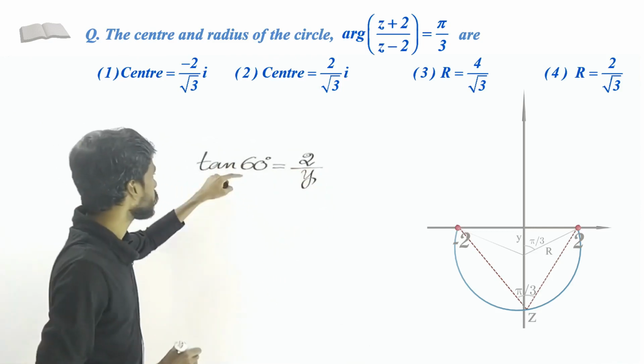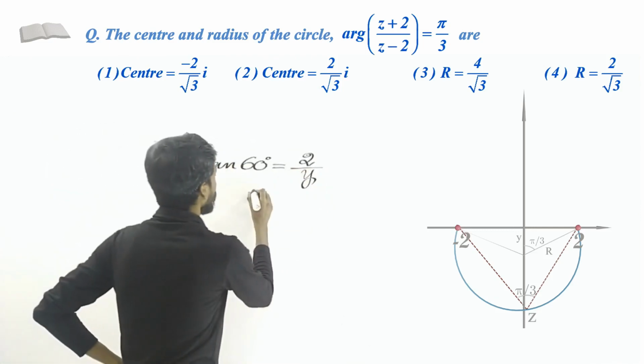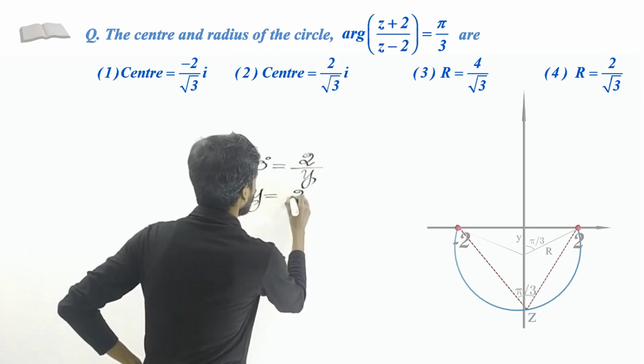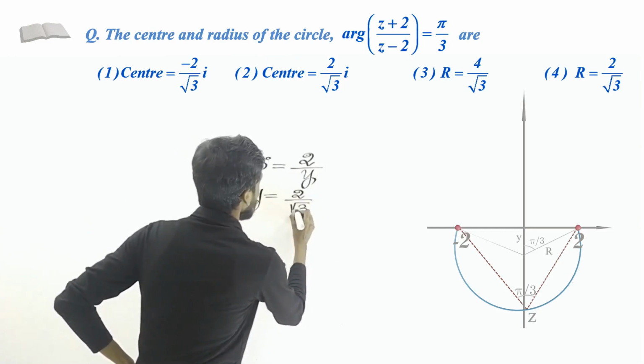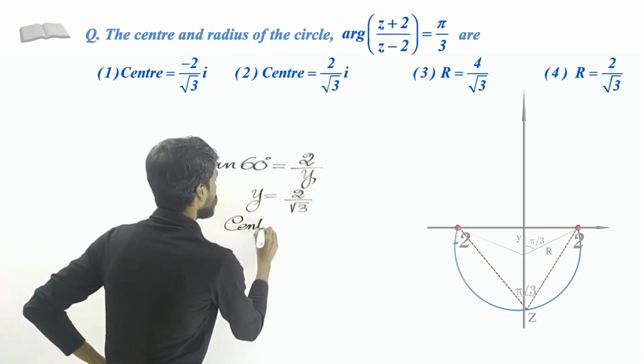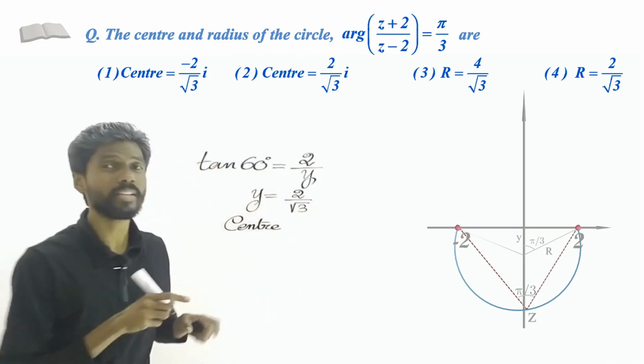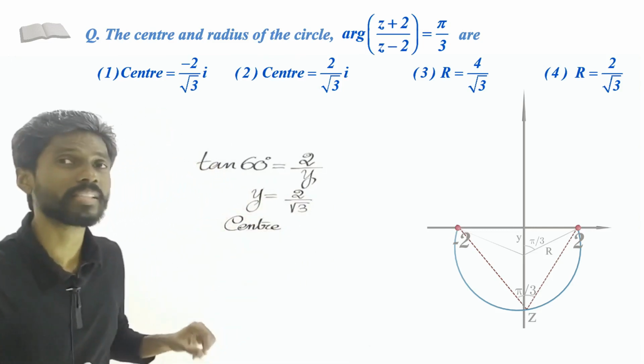That will give you the y value, right? So tan 60 is root 3. So the required value of y is equal to 2 divided by root 3. That means our center, remember, this is only the length. It's only the length, but the point is below the y-axis. That means a negative value, right?